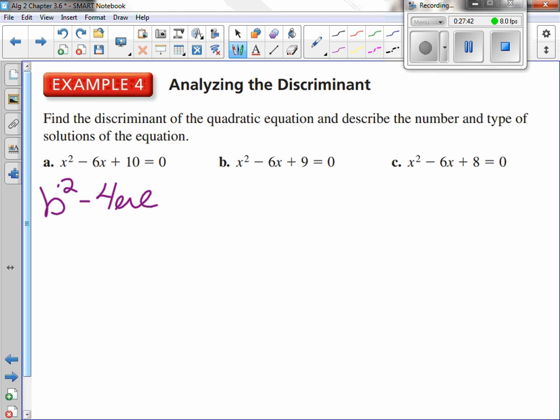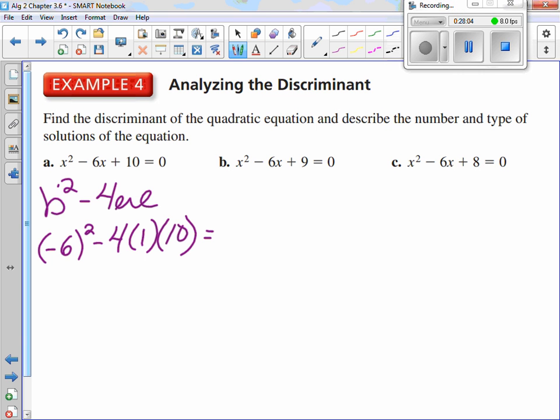So here the value of b is negative 6. So we have negative 6 squared minus 4. A is 1 and C is 10. And at this point here, we can plug this into the calculator. You can type in the negative 6 squared minus 4 times 1 times 10. And if you type this in the calculator, you should get negative 4.